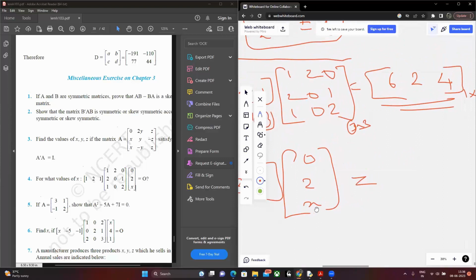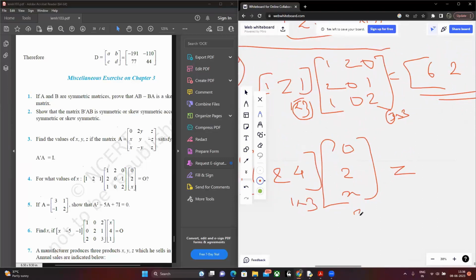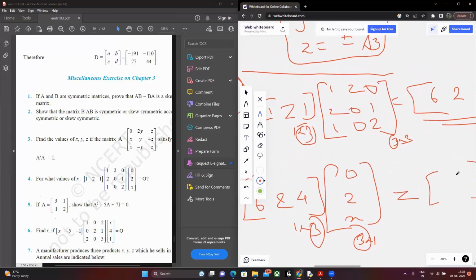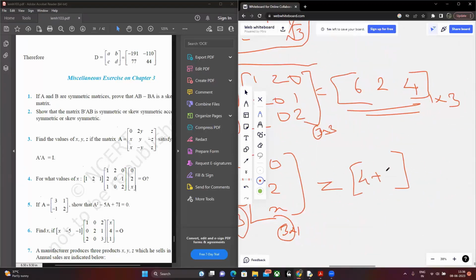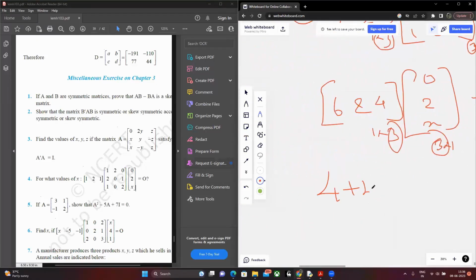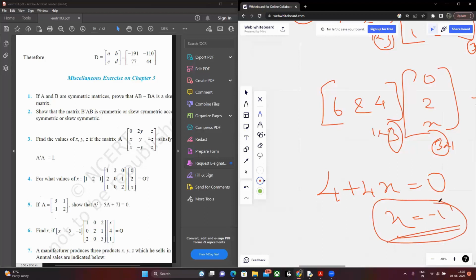Right? Then this is a 1 cross 3 and this is a 3 cross 1 matrix. You are going to be left with a 1 cross 1 element. A 1 by 1 matrix, a singleton matrix, which has a single element, that is going to be equal to 0 plus 4 plus 4x, and then, okay. But I'm given that this is 0. So basically, you're given that 4 plus 4x is going to be equal to 0, or x is equal to minus 1. That is your answer.